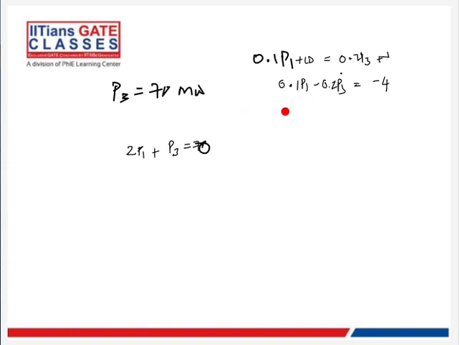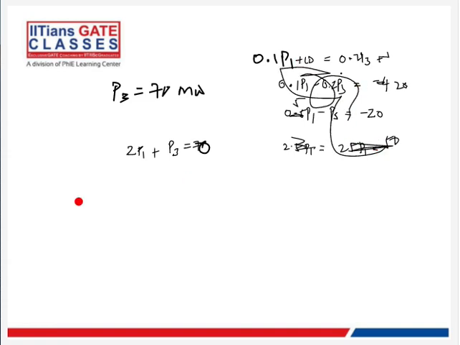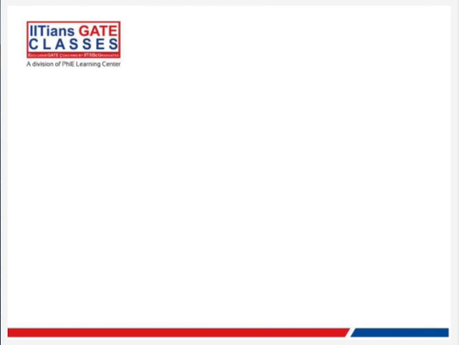So we can eliminate either. So let's multiply by 0.5, so that will be 0.5 P1 minus P3 is equal to minus 2. So now if you add these two equations, you will get 2.5 P1 is equal to 50. So you will get P1 is equal to... how did you get? Right, sorry.